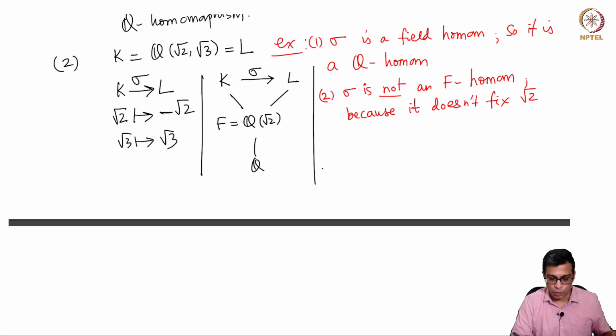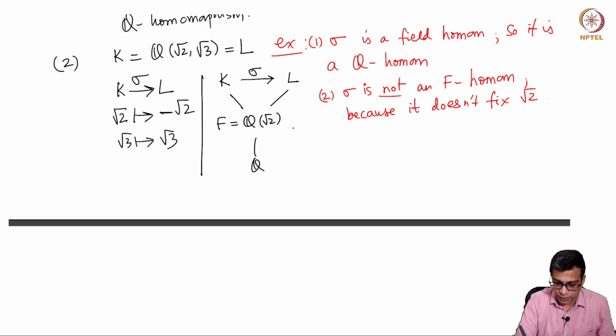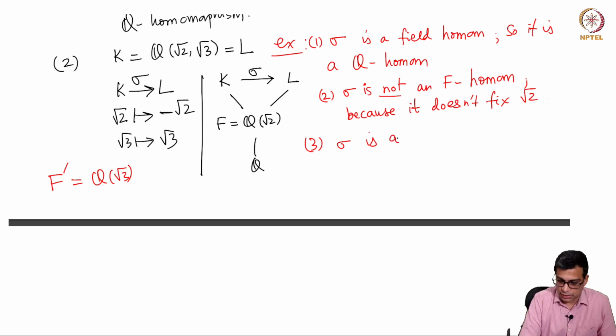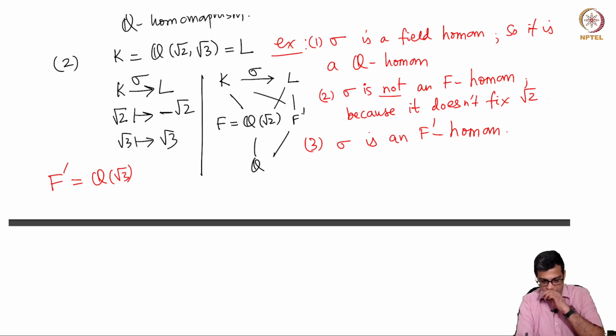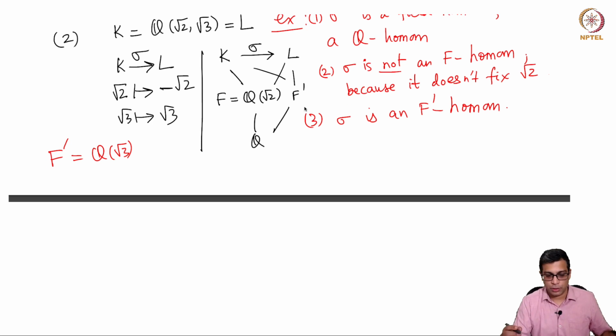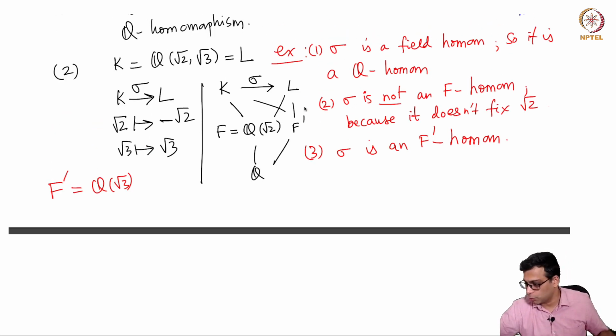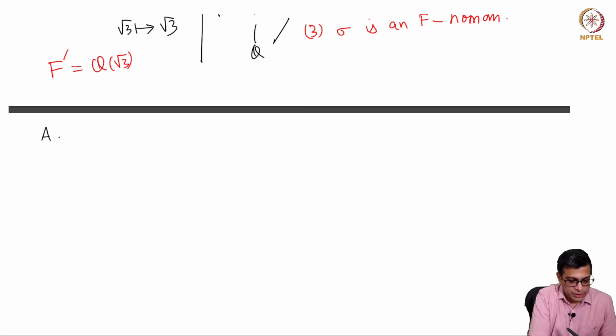On the other hand, if I introduce a new field here, F prime, so let's say F prime is equal to Q(root 3). Then the third exercise is that sigma is an F prime homomorphism. So F prime sits here. They're both things over F prime, and it is an F prime homomorphism because root 3 goes to root 3. So this is just to give you an idea of what field homomorphisms and field extensions are.